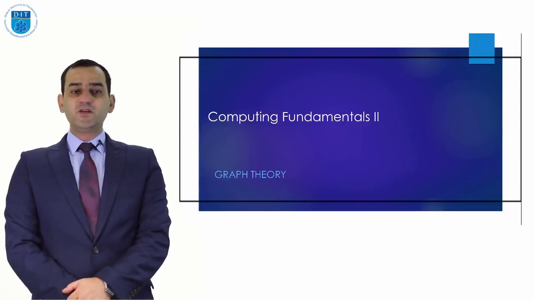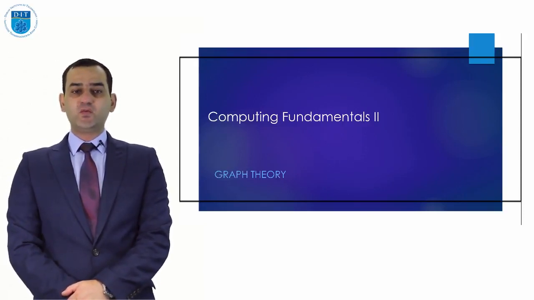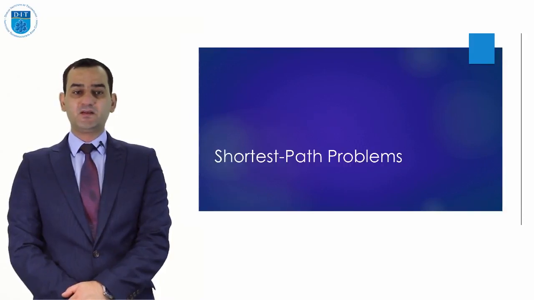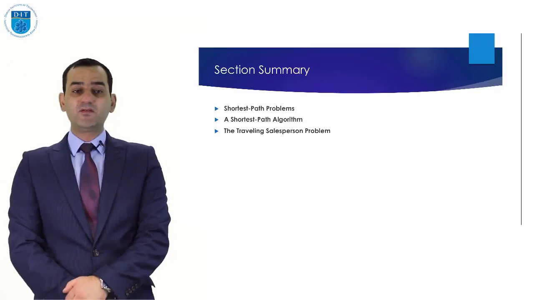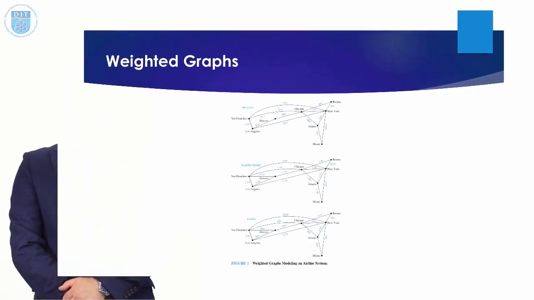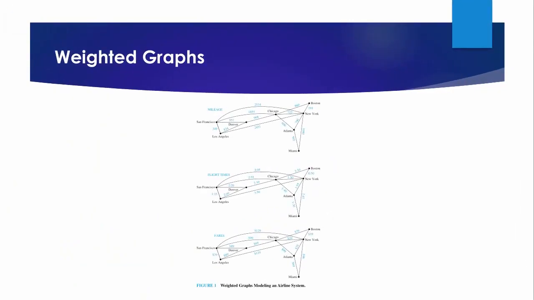Hi, in the last video we discussed the conditions we need to know to identify Hamilton paths and circuits. In this video we will focus on describing shortest path problems, the shortest path algorithm, and the traveling salesperson problem. Many problems can be modeled using graphs with weights assigned to their edges.